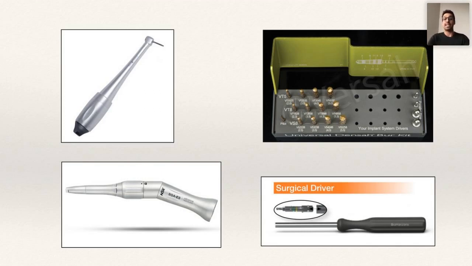Now, when I do a pterygoid on the left side, I use a contra-angle. Please note, I'm right-handed, so some colleagues are ambidextrous, lucky. But if you're right-handed, I would use that handpiece that you can see in the bottom left to do a right pterygoid. And when I do a left pterygoid, I use a contra-angle.